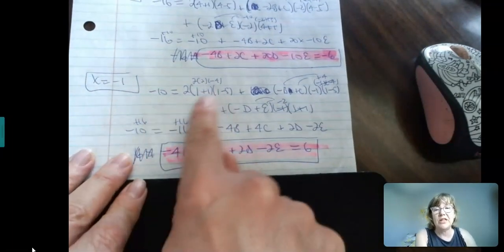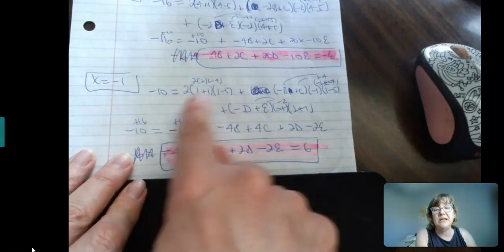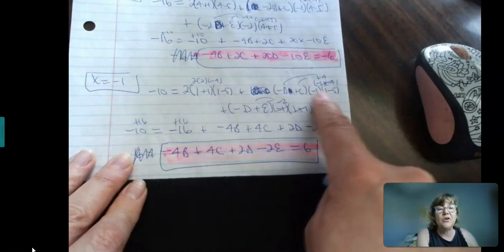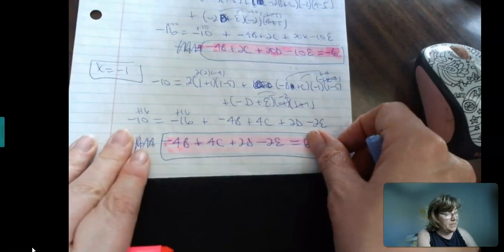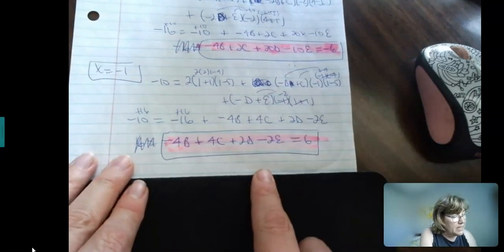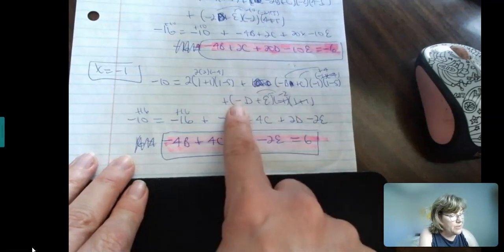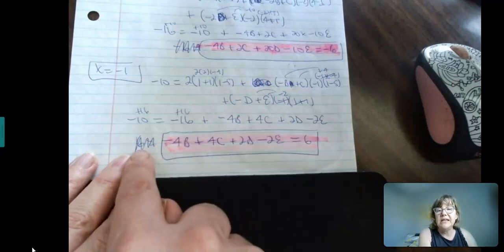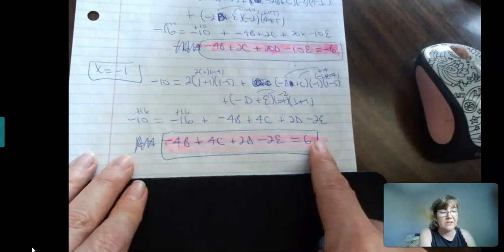Now, you can use a calculator on this side too, but I just did it in my head. I subbed it in, and then I got a -16. Over here I got 4, distributed, and got my -4b and +4c. Did this math, got a -2. A negative times negative is a +2d, -2e. Again, equals a +6. So if 6 equals all this, then all this has to equal 6.